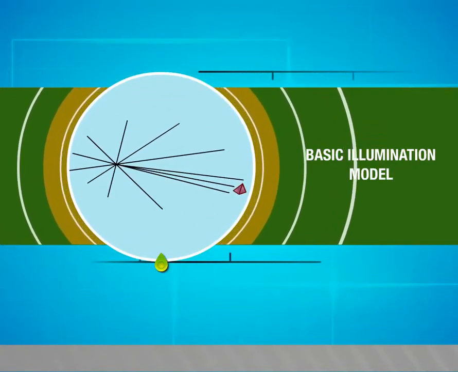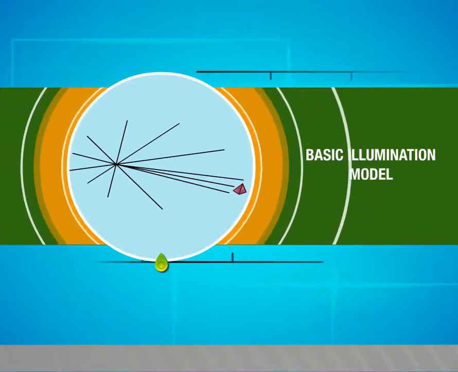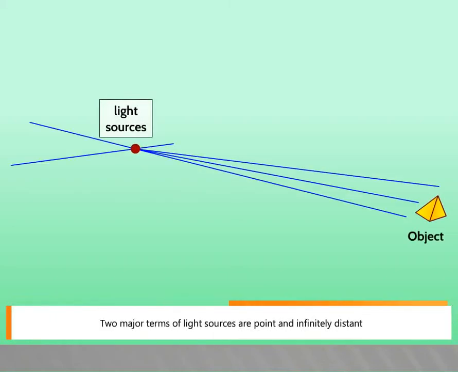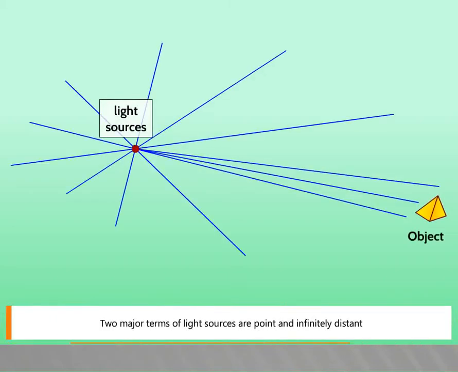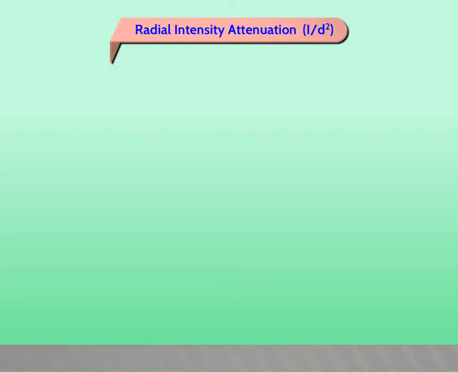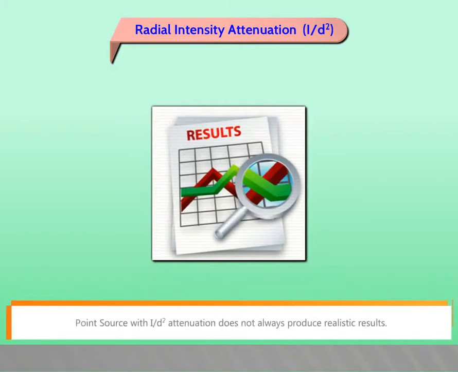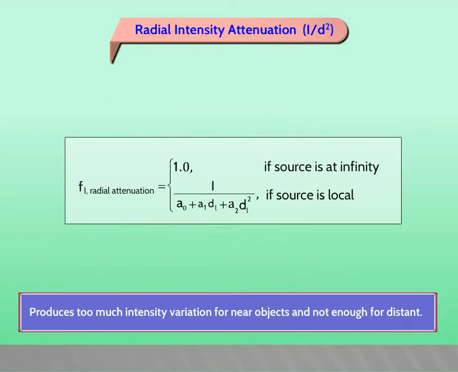Basic illumination model. In this video, we are going to see about the basic illumination model. Two major types of light sources are point and infinitely distant. Radial intensity attenuation, that is 1/d². A point source with 1/d² attenuation does not always produce realistic results. It produces too much intensity variation for near objects and not enough for distant ones. The radial attenuation f_radial is equal to 1.0 if the source is at infinity, and 1/(a0 + a1 d + a2 d²) if the source is local.